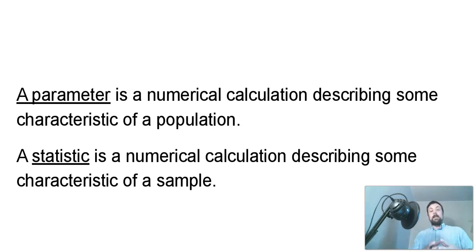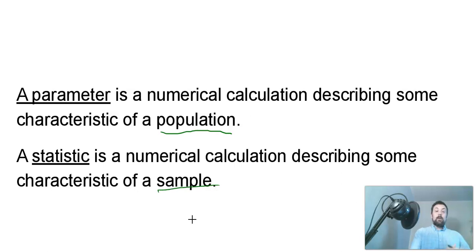A parameter is a numerical calculation describing some characteristic of a population. Reading that sentence, it's hard to tell where the emphasis should be, but it should be on population. Let's try that again. So a parameter is a numerical calculation from a population. That's what distinguishes it from a statistic, which is a numerical calculation describing some characteristic of a sample.